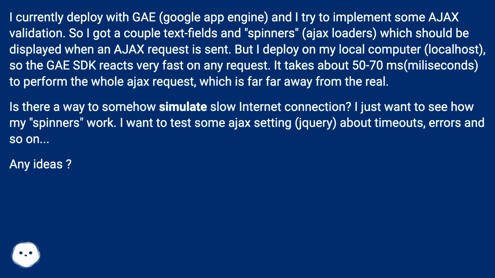I currently deploy with Google App Engine, and I try to implement some AJAX validation. So I got a couple text fields and spinners, AJAX loaders, which should be displayed when an AJAX request is sent. But I deploy on my local computer, localhost, so the SDK reacts very fast on any request. It takes about 50 to 70 milliseconds to perform the whole AJAX request, which is far away from the real.